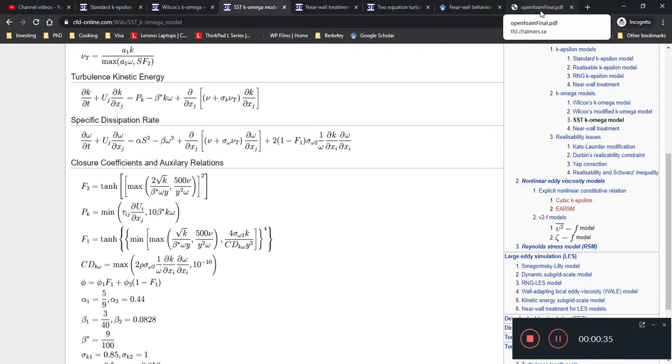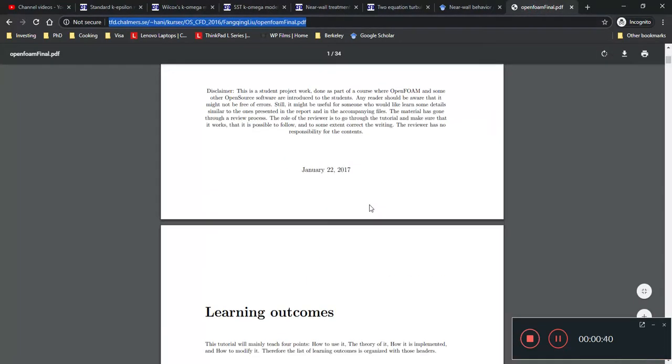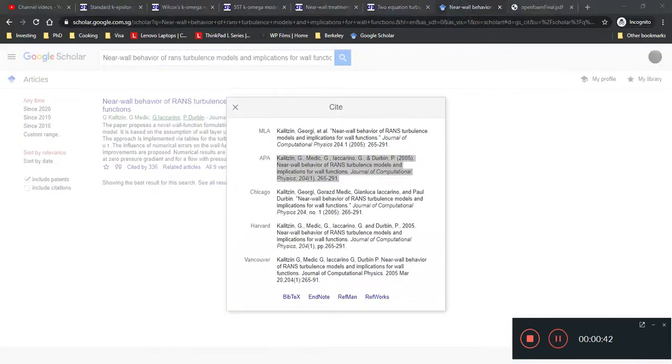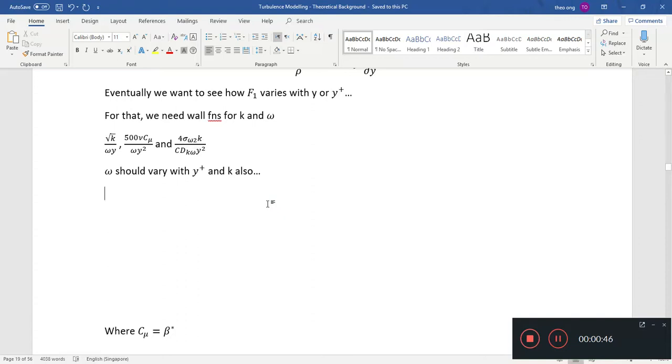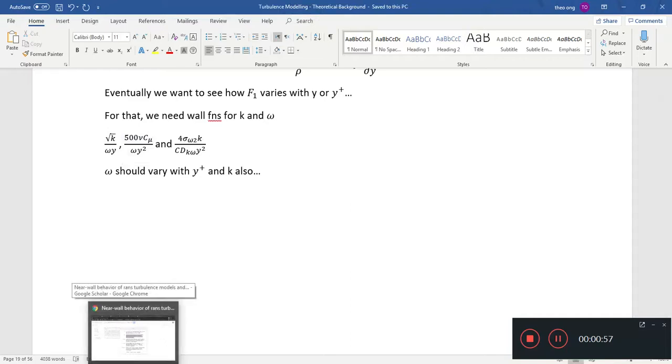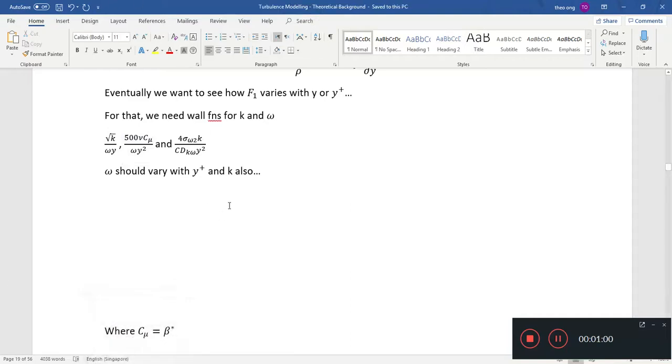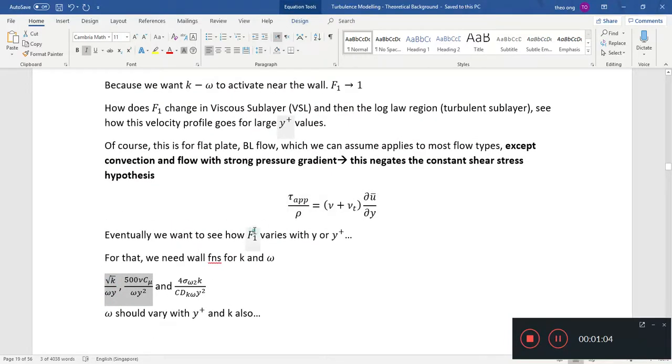Okay, so the next step is, we are talking about near wall behavior, and we wanted to look at some wall function. So we want to find out how this k and this omega actually vary with y plus, so that we can see how these blending functions like f1 actually vary apart from the wall.